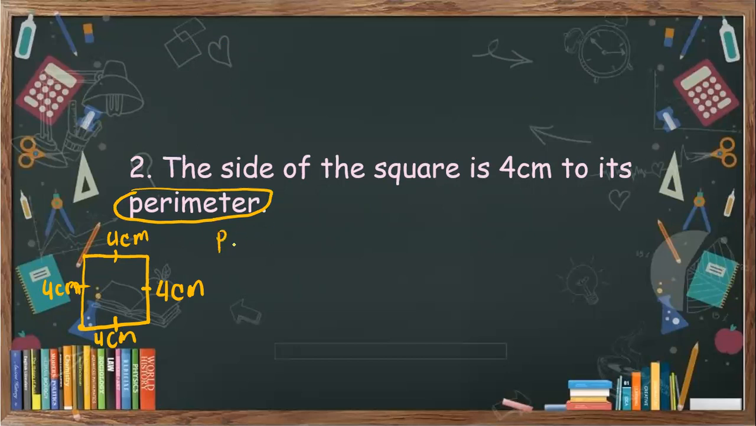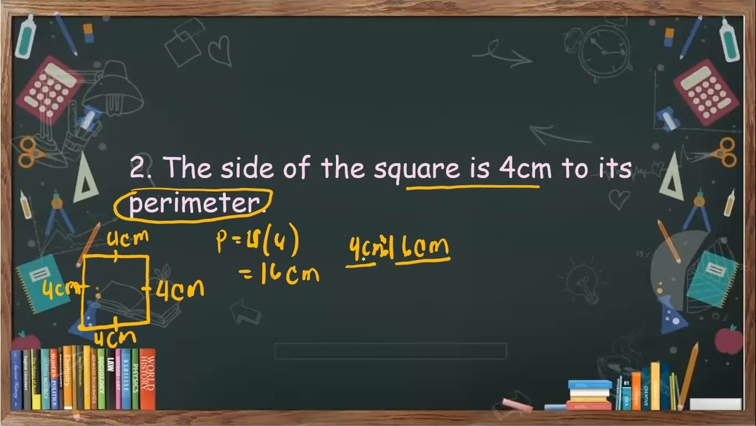So we have side 1 or 4 times 4. So we have 16 centimeters. So let's write 16 centimeters. And the measure of the side is, we forgot to write 4 centimeters. So first we write 4 centimeters and 16 centimeters. So we have here the measure of the side and the perimeter.